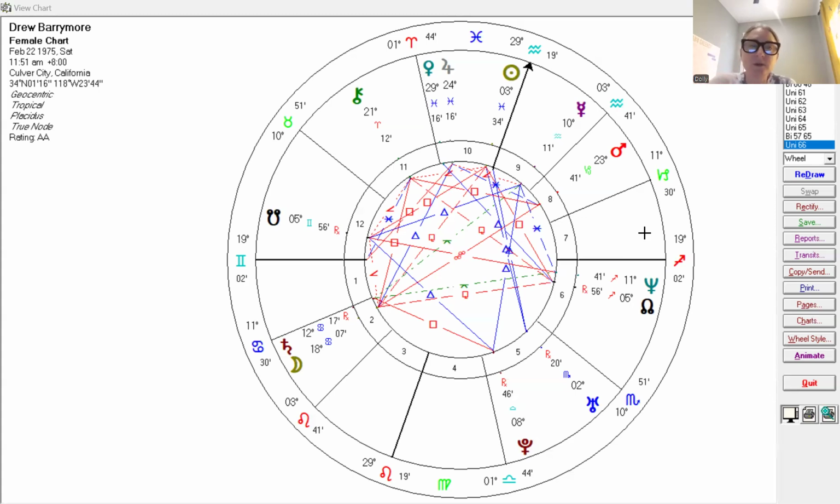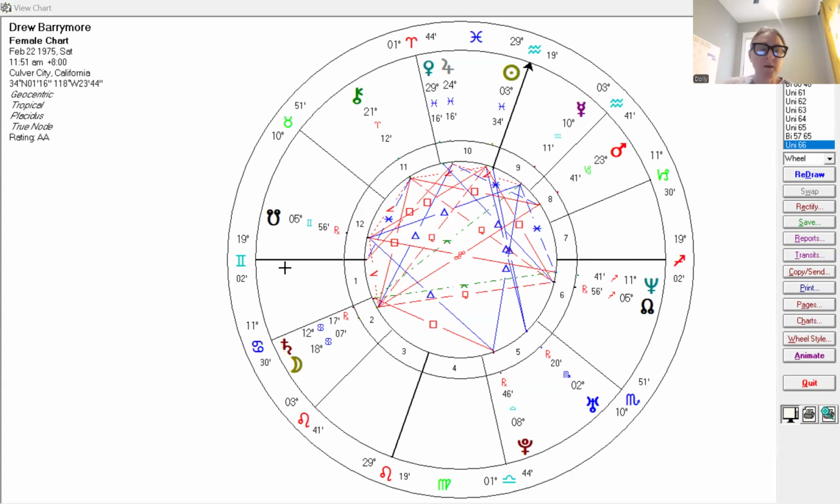Okay, so what we are looking at is Drew Barrymore's chart. I just picked a random chart out of Solar Fire. And hers was actually a good example because she just so happens to have a major placement right around 9 degrees of Aquarius. But backing up just a little bit, so how do I find where 9 degrees of Aquarius is?